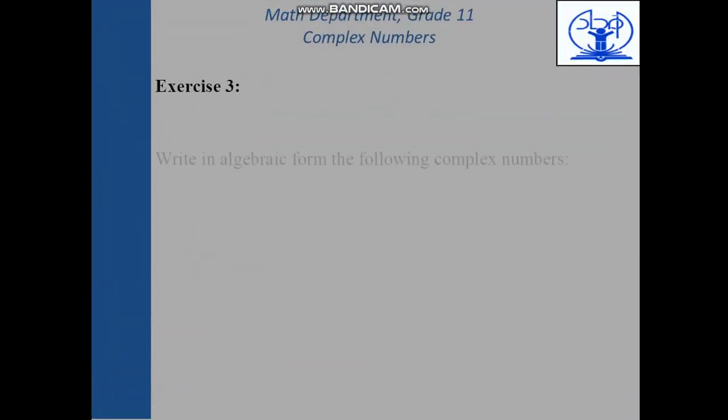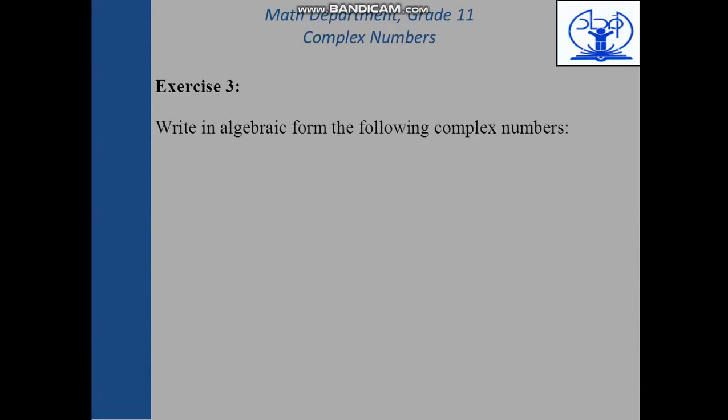Example 3. Write in algebraic form the following complex numbers. z equal to (1 plus i) over (1 minus i). We have to multiply by the conjugate of the denominator 1 minus i, which is 1 plus i. We multiply the numerator and the denominator by the same number to get 1. As we say, we don't have to change the value of z. So we multiply by (1 plus i) over (1 plus i).